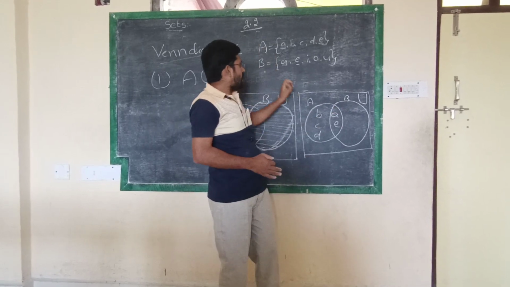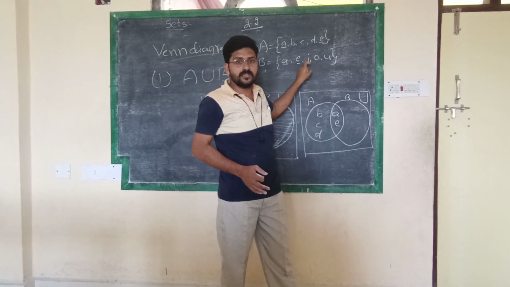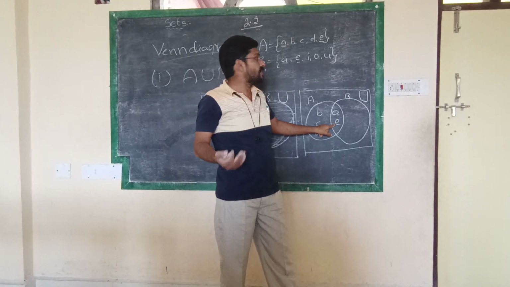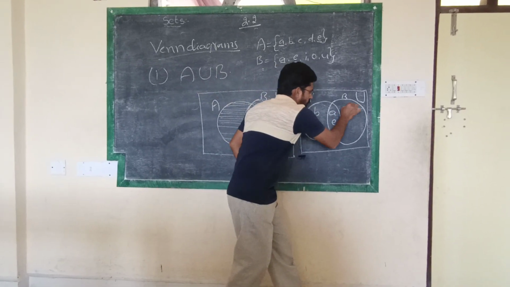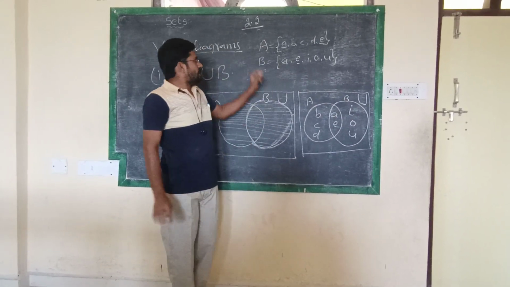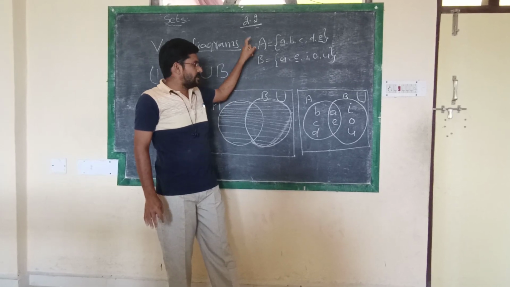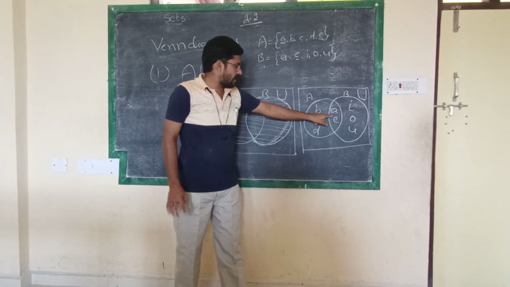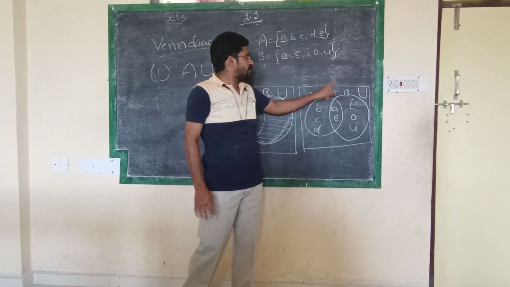Now in set B we already have 5 elements: A, E, I, O, U. But A and E we have taken already. So what are the remaining? I, O, U. Now look at the board. Set A: what are the elements? A, B, C, D, E. Are these the elements we represented in this set or not? Yes. A, B, C, D, E.